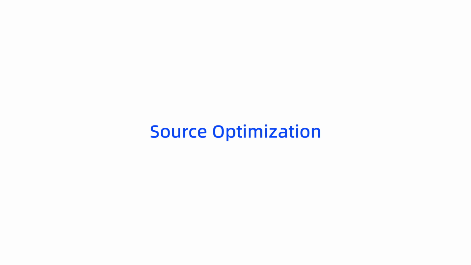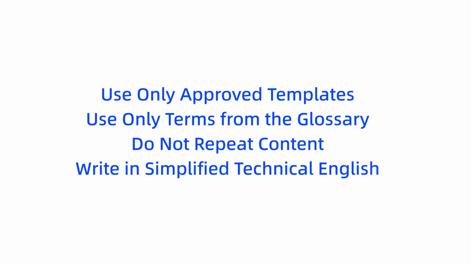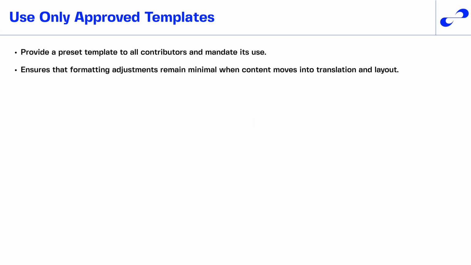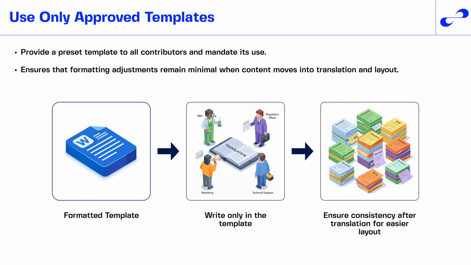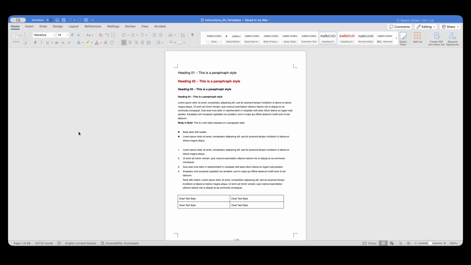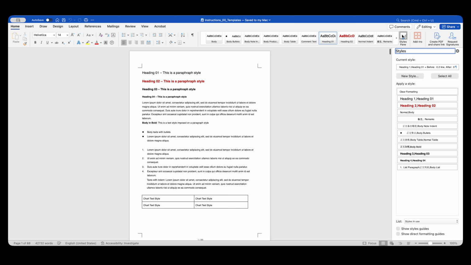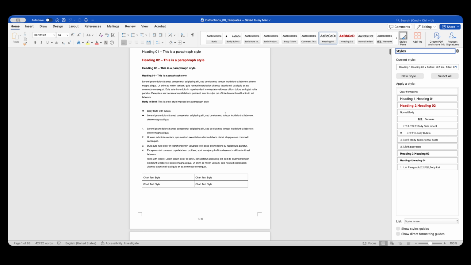With confirmed glossaries in hand, turn your attention to writing new documents or optimizing existing ones. Formatting contents into specific graphic and text styles is time-consuming. Provide a preset template to all contributors and mandate its use. This ensures that formatting adjustments remain minimal when content moves into translation and layout. Preset paragraph and text styles so contributors follow your standards rather than inventing their own.